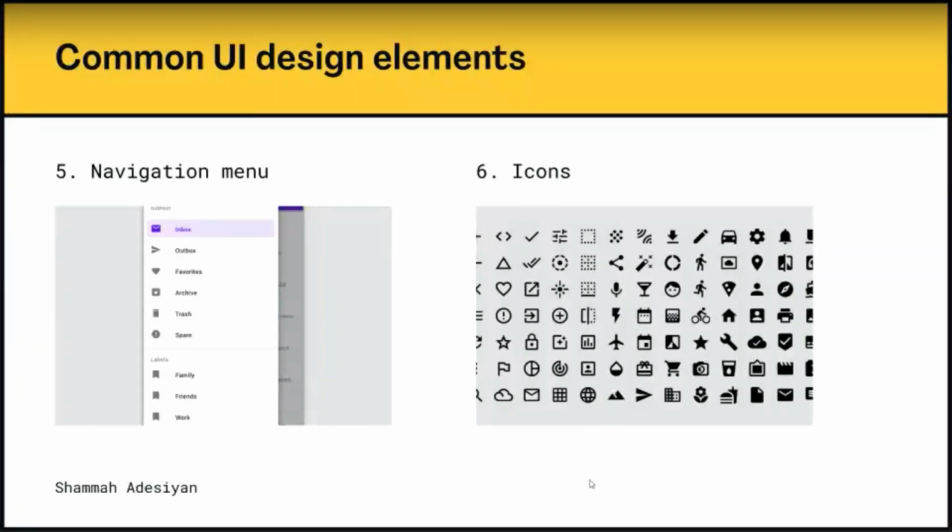So icons are graphical representations of an object, of an action, or an idea. For example, now this is an airplane, that is an object. This is an action. Running is an action. This hat is an idea.